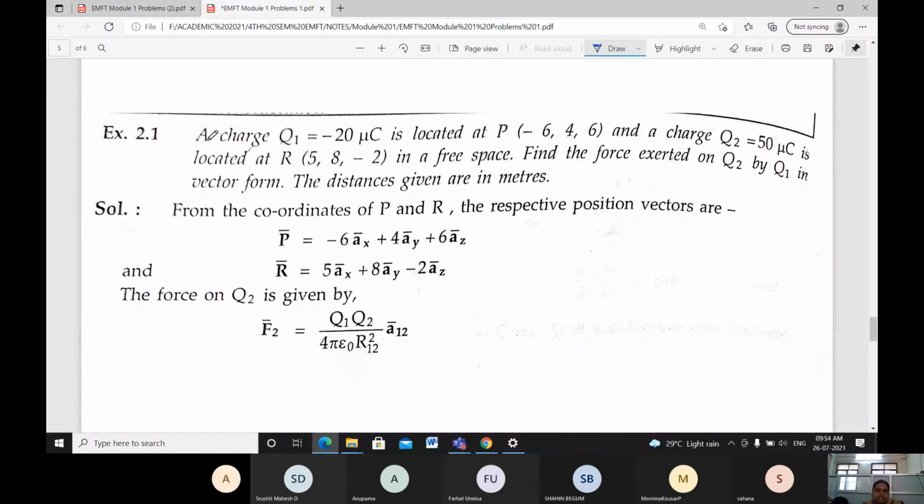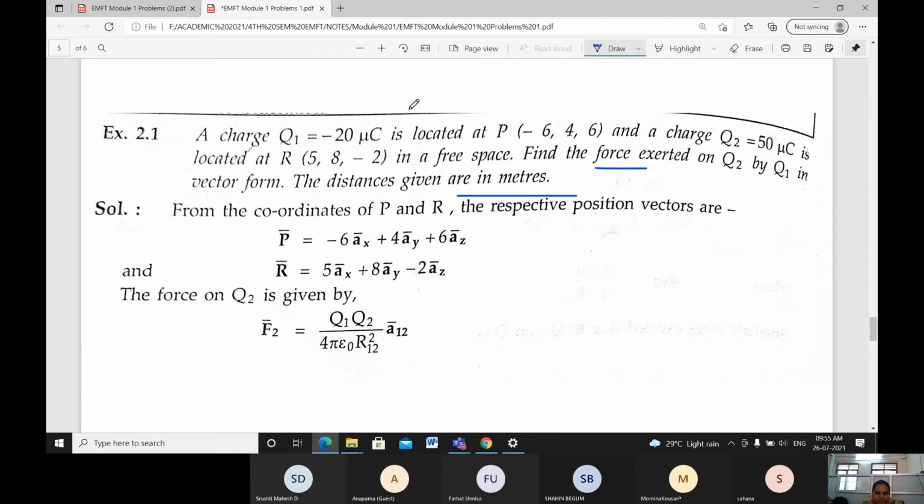Here the problem is given. A charge Q1 of 20 microcoulombs is located at P(-6, 4, 6), and a charge Q2 of 50 microcoulombs is located at R(5, 8, -2) in free space. Find the force exerted on Q2 by Q1 in vector form. The distance is given in meters. We have to find the force.